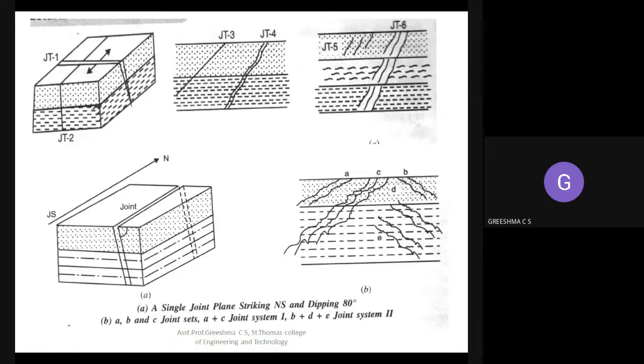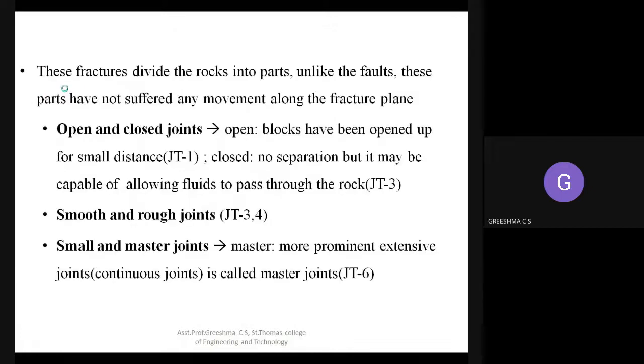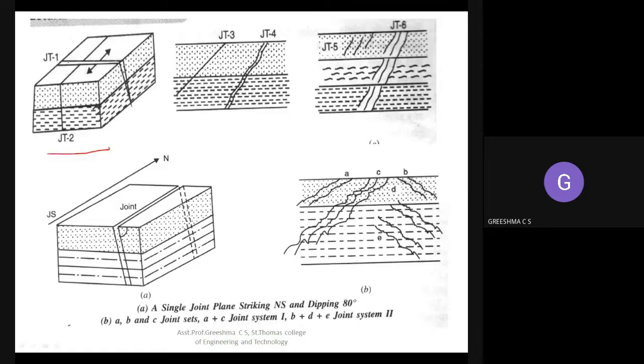I'll show you a picture of this. See this picture. You can refer to the first picture now. So here, open and closed. Open means the blocks have opened up for a small distance. This that you are seeing is an open joint. Here the blocks have opened up for a very small distance. Such joints are called open joints.